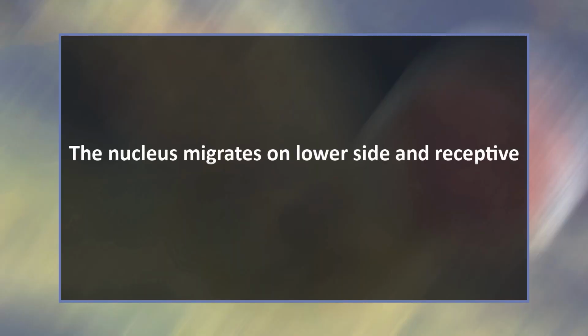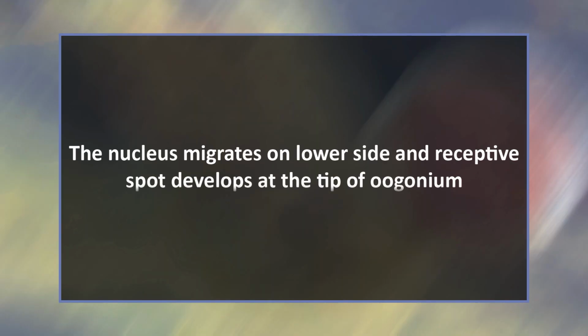The nucleus migrates to the lower side and a receptor spot develops at the tip of the oogonium. A large amount of starch and oil gets deposited in the oogonium. The oogonial cell possesses a single large egg or ovum.